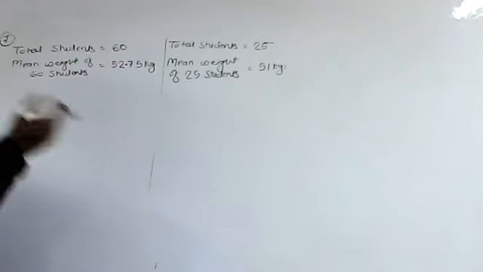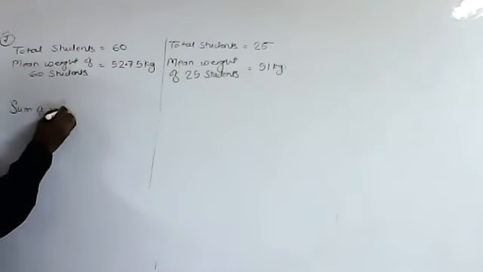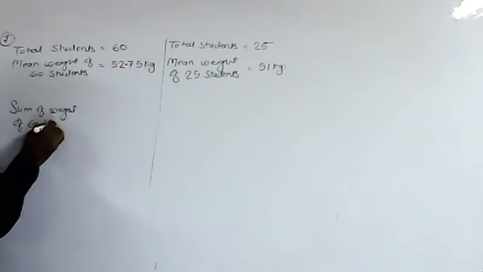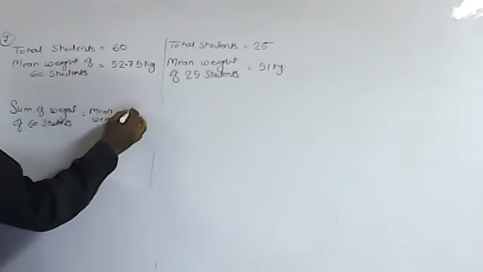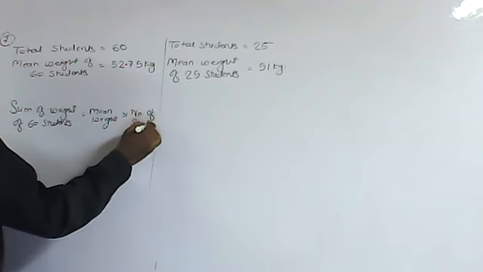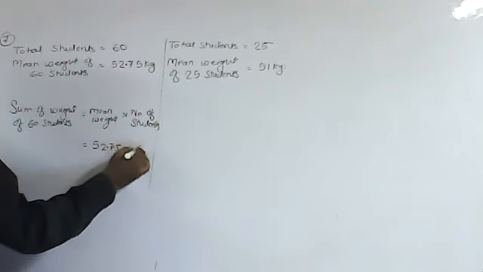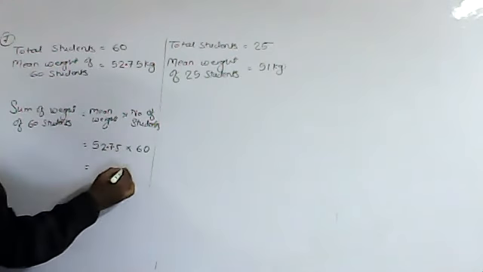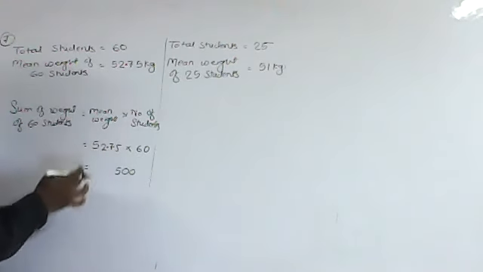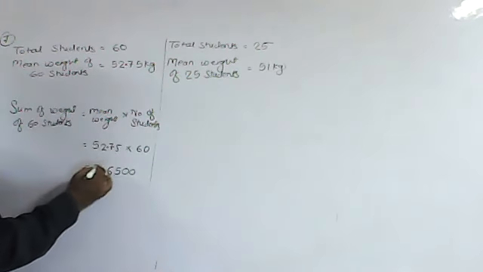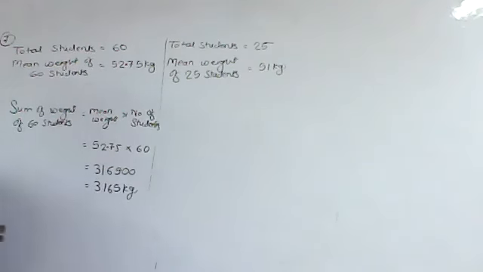So same formula, mean is equal to sum upon number of observations. So directly we modify the formula. Sum of weight of 60 students is equal to mean weight into number of students. So the mean weight is 52.75 into the number of students, 60. Multiplying, we get 3165.00, with the decimal places adjusted.